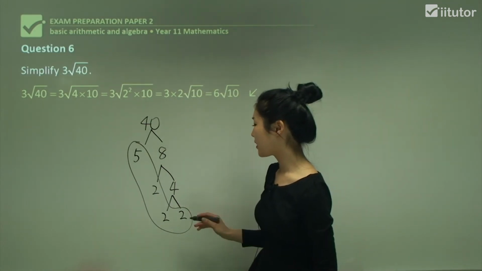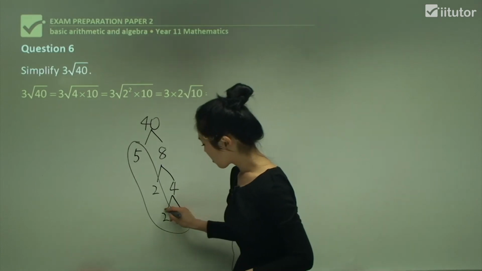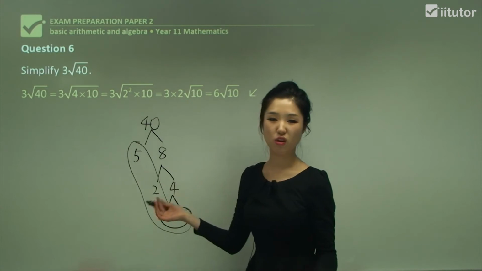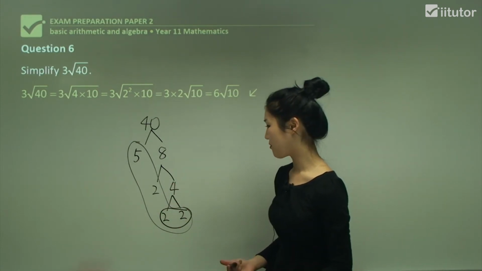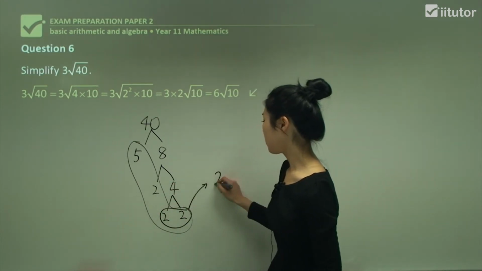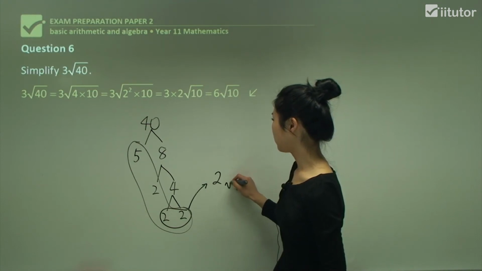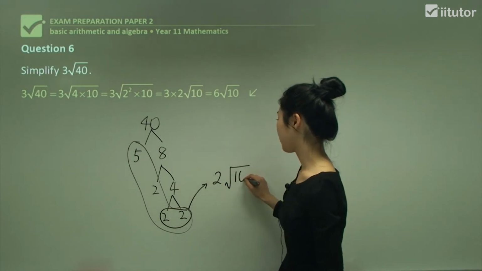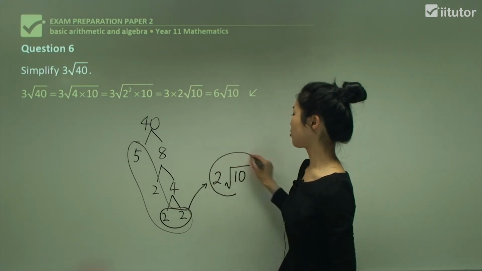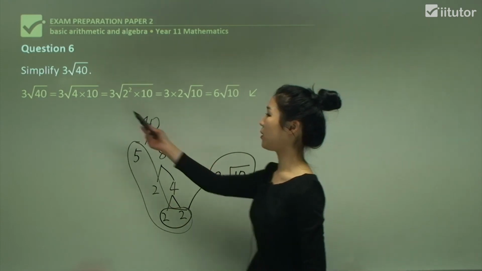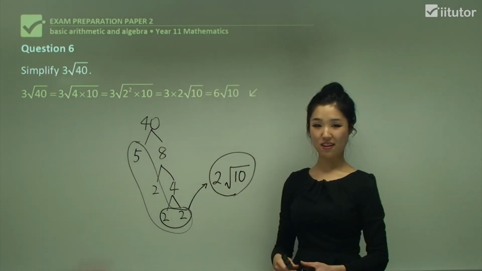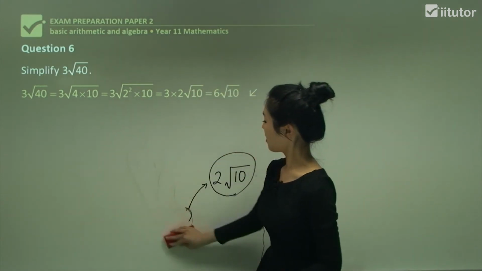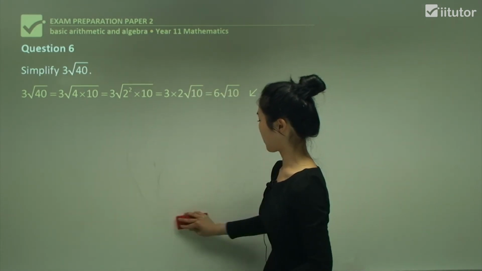So in this case, I'd like to make couples. So these are a couple, but nothing else. 5 is odd, 2 is odd. We can't couple them any further. So the 2 goes out the front, and 5 times 2 goes back inside because they're odd. So that's how we get 2 root 10, and then we multiply by 3 to get 6 root 10. Okay, so hopefully the tree method is all understandable as well. That was another way of doing it.